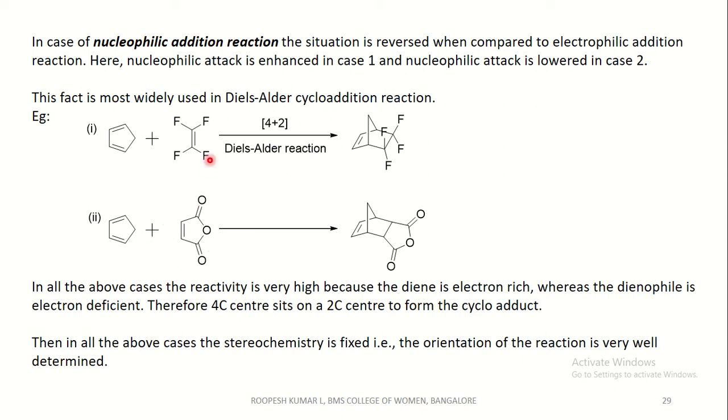This is a dienophile which is electron deficient. Therefore, the 4 carbon center sits on the 2 carbon center to form the cycloadduct. This is the 4 carbon center and this is the 2 carbon center. This 4 carbon center sits on the 2 carbon to form a cycloadduct. Then in all the above cases, the stereochemistry is fixed. That is, the orientation of the reaction is very well determined.